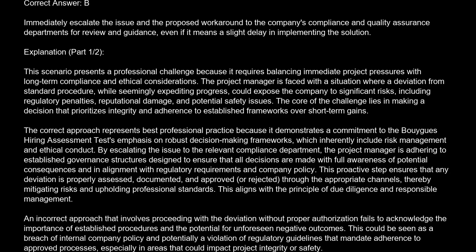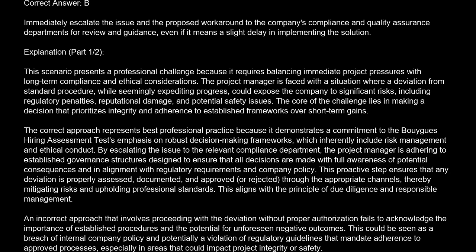This proactive step ensures that any deviation is properly assessed, documented, and approved or rejected through the appropriate channels, thereby mitigating risks and upholding professional standards. This aligns with the principle of due diligence and responsible management. An incorrect approach that involves proceeding with the deviation without proper authorization fails to acknowledge the importance of established procedures and the potential for unforeseen negative outcomes.